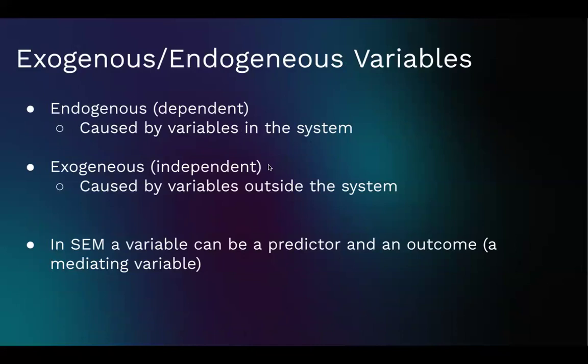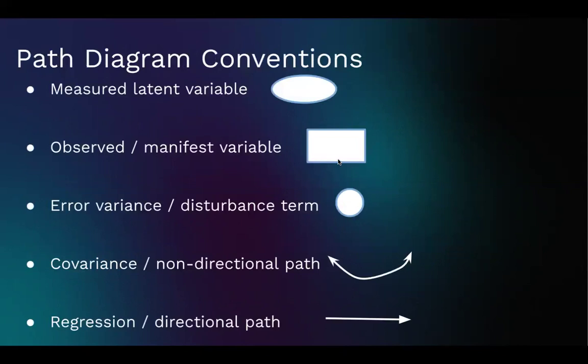So another thing that we need to be aware of in this paper are the terms exogenous and endogenous variables. Endogenous basically just means dependent variables. These are caused by variables in our system or model. And then we have exogenous, which are basically independent variables, which are outside of the influence of the model.